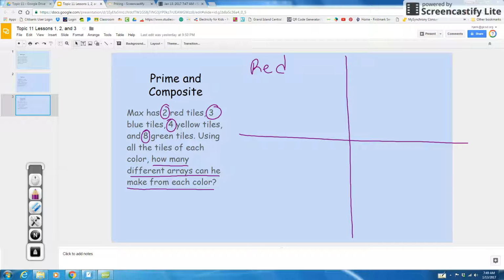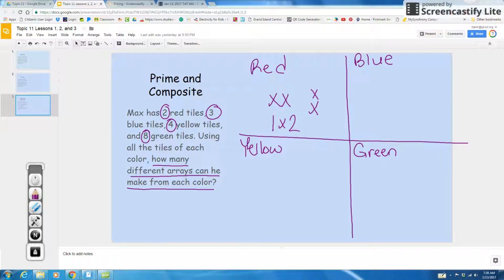We have our red, our blue, our yellow, and our green. Now, when I look at the number 2, the array that I make could be this. Now I could turn it so it could be like this. But either way I slice it, I'm still doing a 1 by 2 or a 2 by 1.